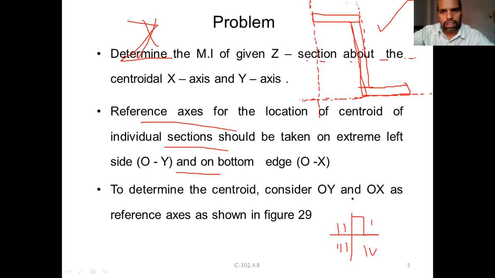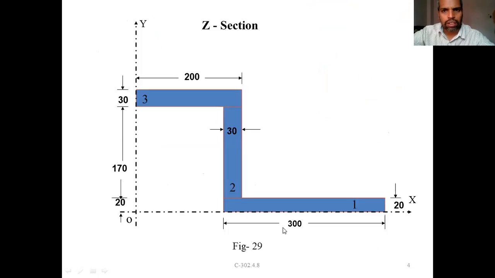Determine the centroid, considering the y axis reference axis shown in the figure. So this is a Z section given to you. For this Z section, you have to calculate the moment of inertia about the centroidal x axis as well as the centroidal y axis. That's our given problem. For that, first you have to find out the centroid, because we are supposed to calculate the moment of inertia about the centroidal axis.